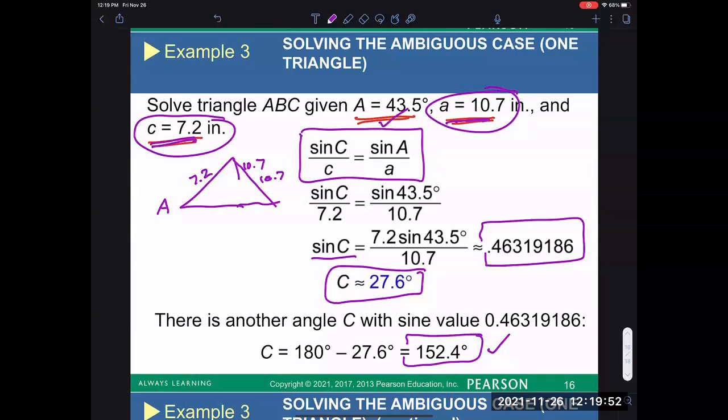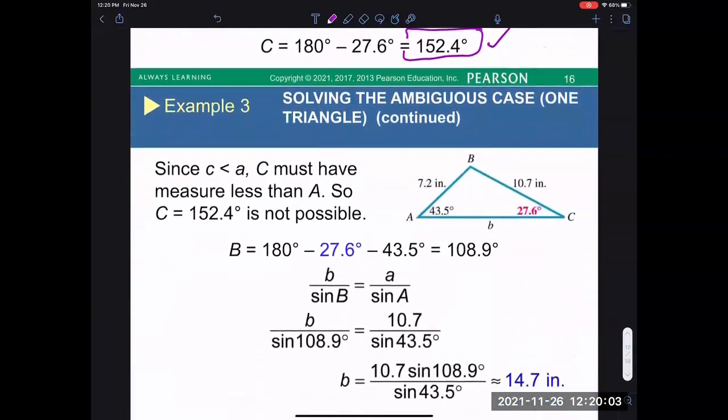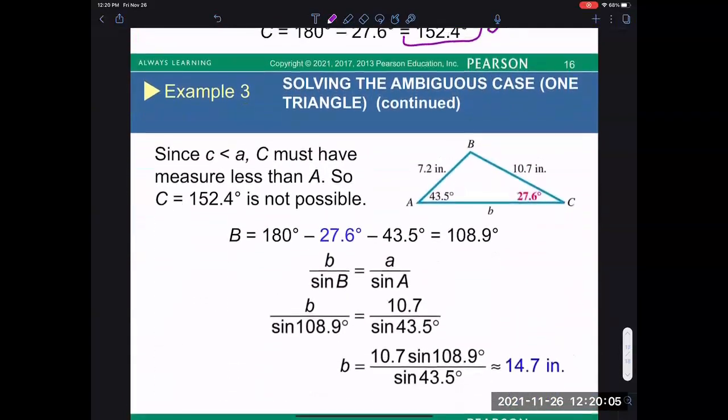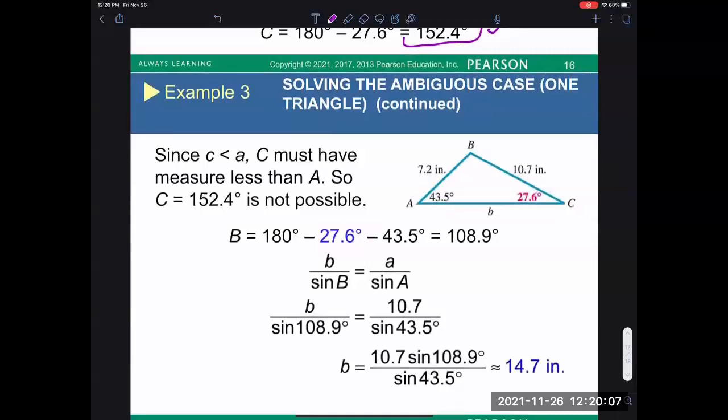That means I can't swing that side over to the left because it's too long. It will not make a triangle if I swing to the left. I have to swing it to the right. So it basically means you discard that. So then they sum it up here as I did in the beginning. Since C is less than A, C must have a measure less than A. So you have to swing it out to the right. And then you make that one triangle.